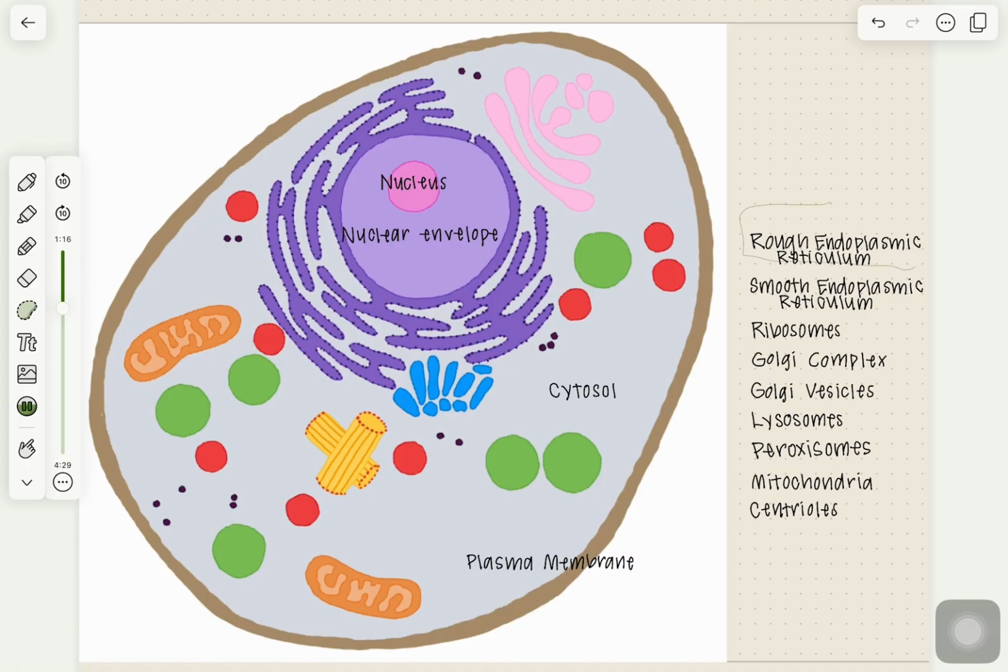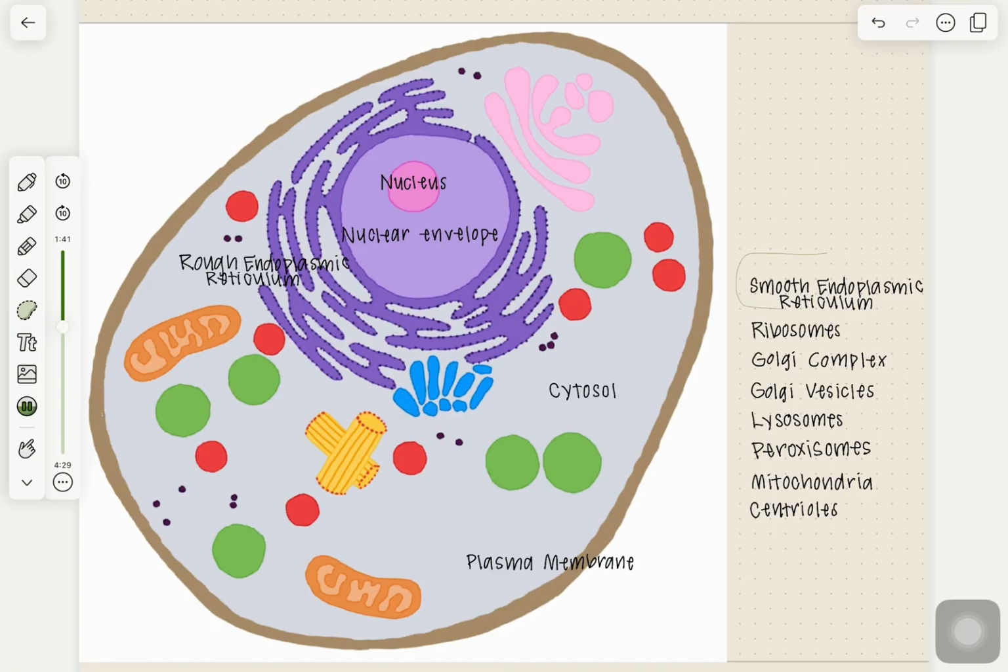Moving to our endoplasmic reticulum, there are two kinds of endoplasmic reticulum, rough and smooth. We're going to be starting with our rough one. It is continuous with the nuclear envelope, and it is named so because it contains ribosomes. So it's going to be all these little purple squiggles with the tiny dots on there. Those are going to be our ribosomes. Ribosomes are responsible for peptide and protein synthesis.